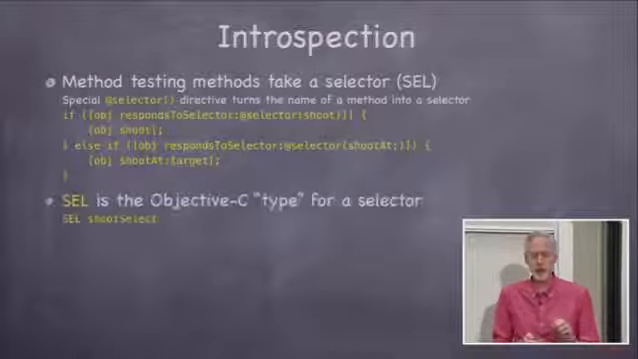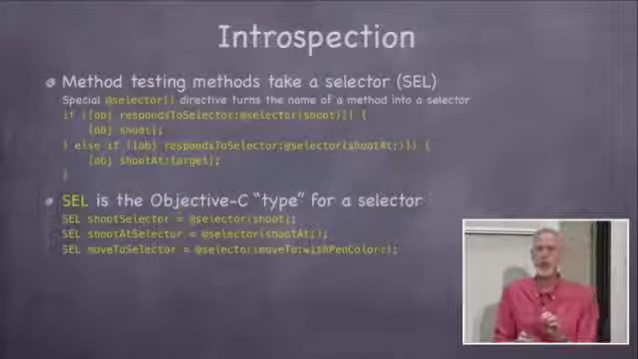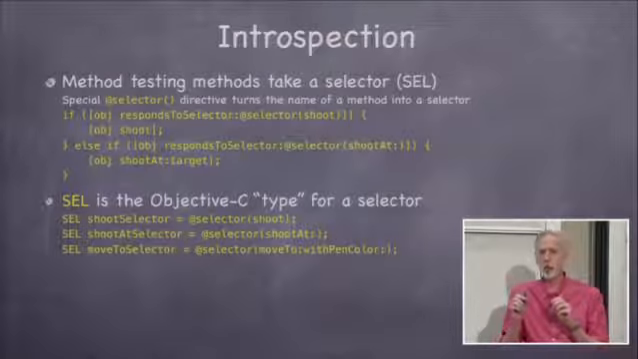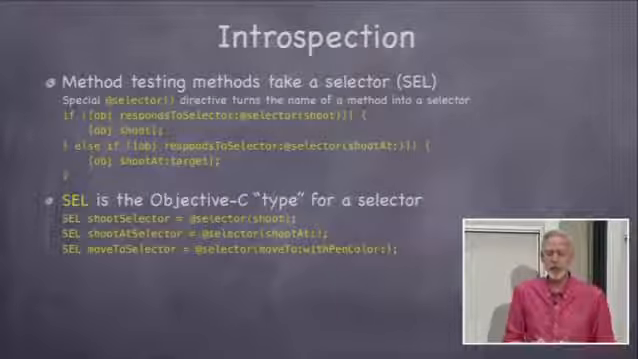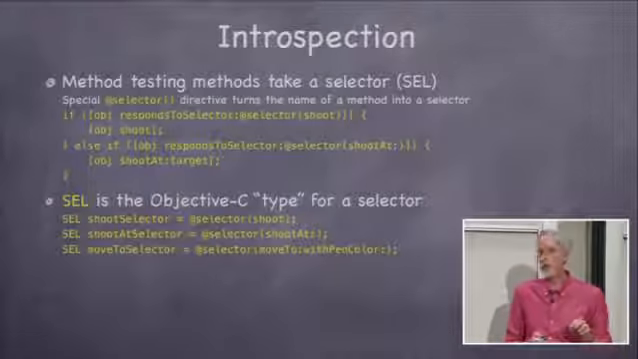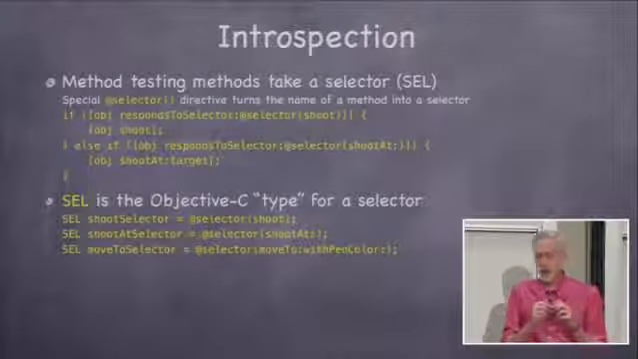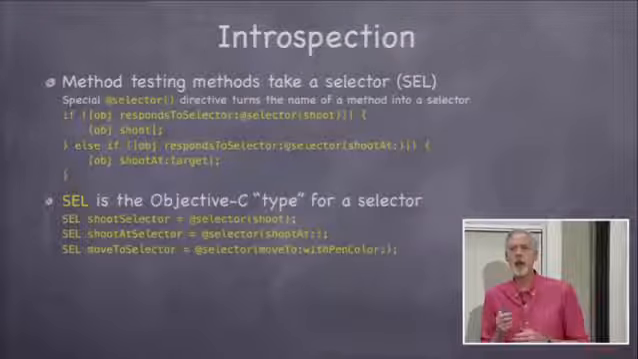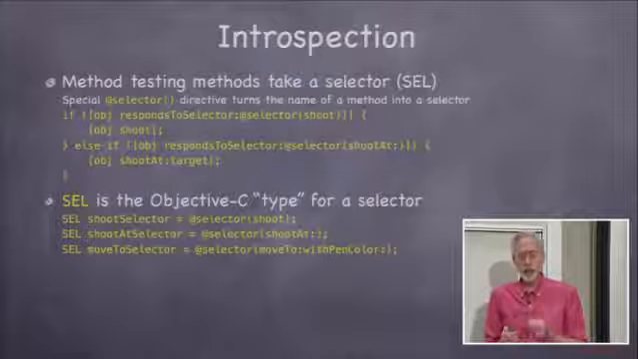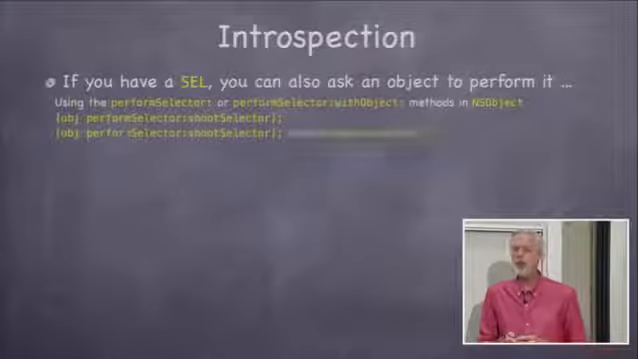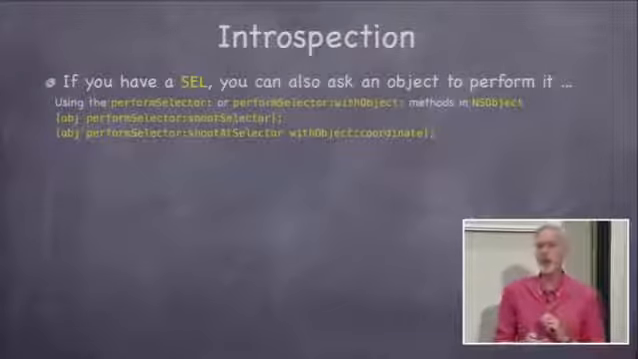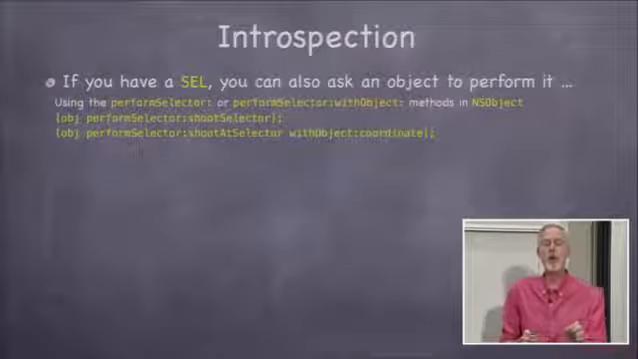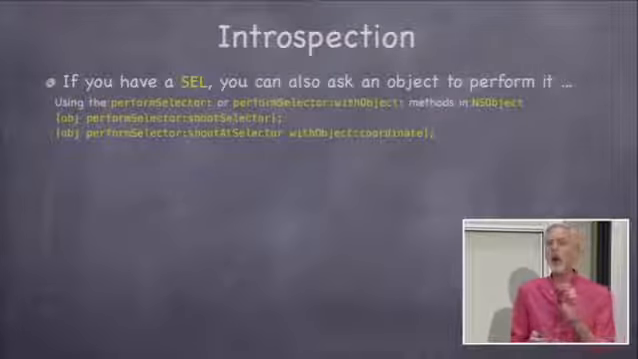Now, these selectors, there's actually a type, kind of a typedef in Objective-C for these selectors, all caps SEL, kind of like all caps BOOL, right? It's this typedef thing that's added. And you can declare variables that are of type SEL and store things in there. And there are actually other methods besides respond to selector that take a selector. For example, NSObject has perform selector and perform selector with object, okay? They will perform that method on another object.